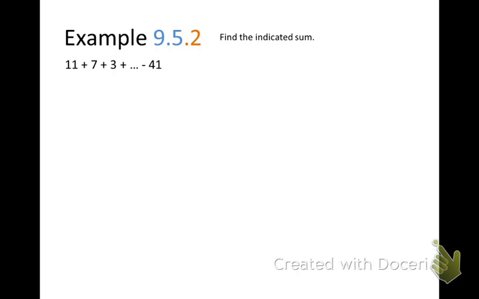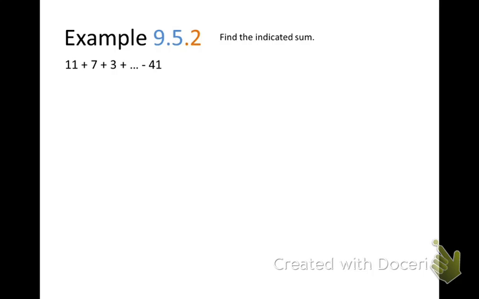Okay. So let's find the indicated sum. The first thing that you guys have to be able to do is see, is this arithmetic or is it geometric? What is it? Arithmetic. Because what are you doing? Subtracting 4 every single time, right?